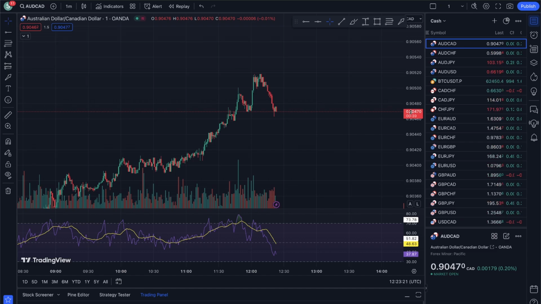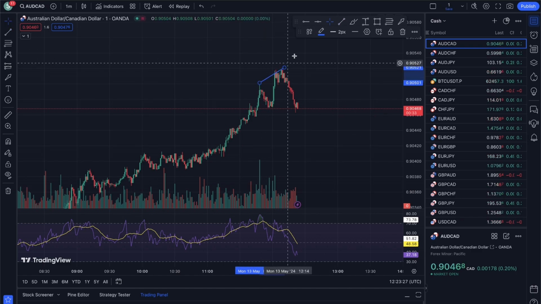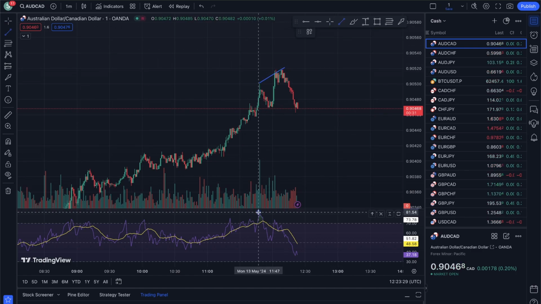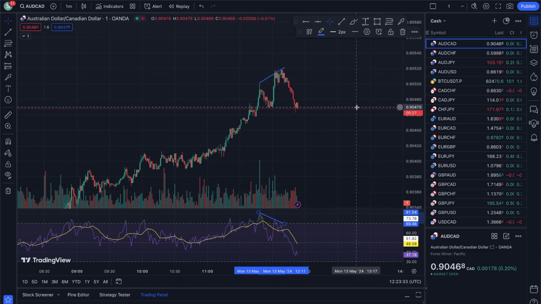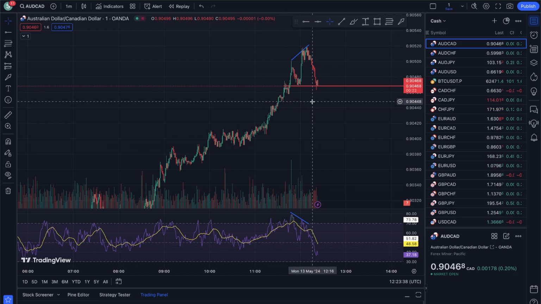So let's take a look at the Australian dollar, Canadian dollar. It looks pretty good. Here we can already see a very strong divergence. Divergence is a strong signal for a reversal, and it helps us determine the point where it is possible. As you can see, the reversal has already started and the price has dropped significantly.